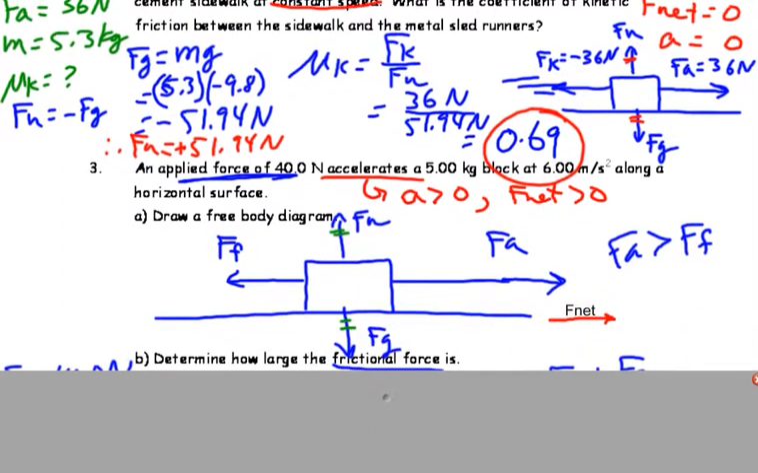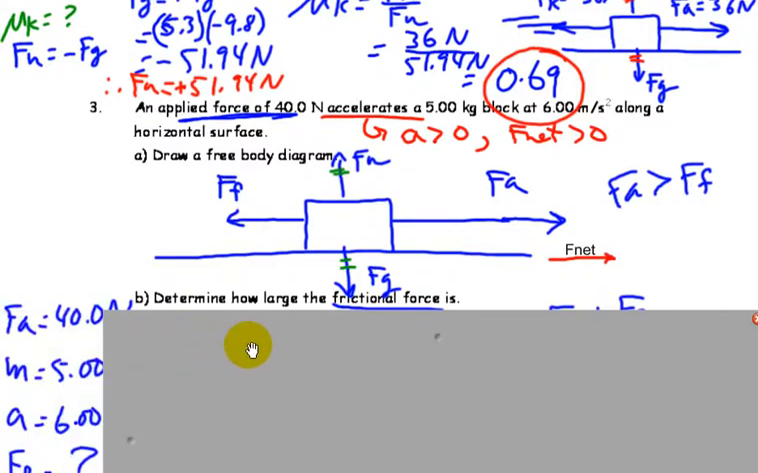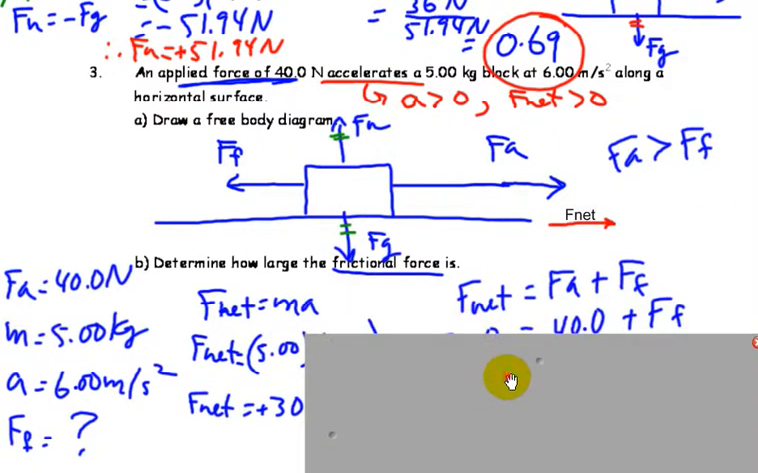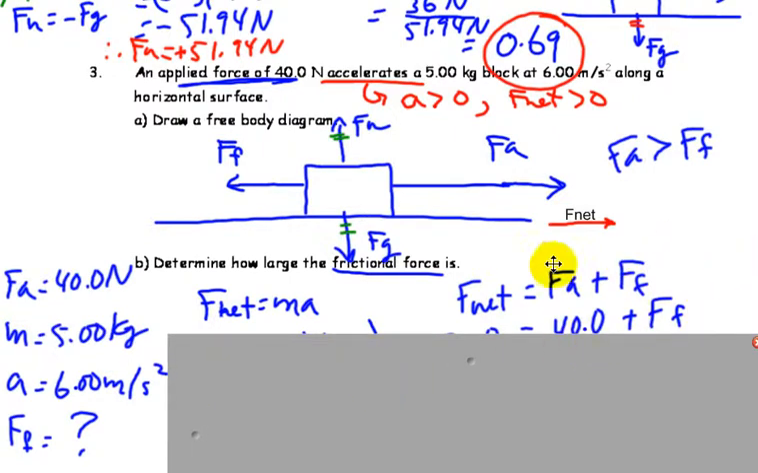Okay? So to determine how large the friction force is, let's see what we know here. We know the applied force is 40. We know the mass is 5. We know the acceleration is 6.00 meters per second squared, and we're asked to find Ff. So what we're going to have to do here is figure out what F net is. Because if I know what F net is, I'll be able to use this equation from earlier on.